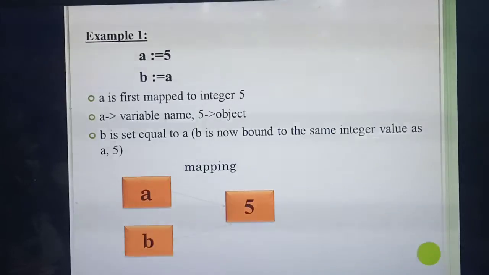What do they mean? See the first one: A colon equal to 5. What's the meaning? The value of A is 5, or the value 5 is being bound to the variable A. Now see the next line: B colon equal to A. What's the meaning? What's the value of A? That value will be bound to the variable B. Now what's the value of A? 5. Initially the value of A is 5. So what's the value of B? B also is 5.